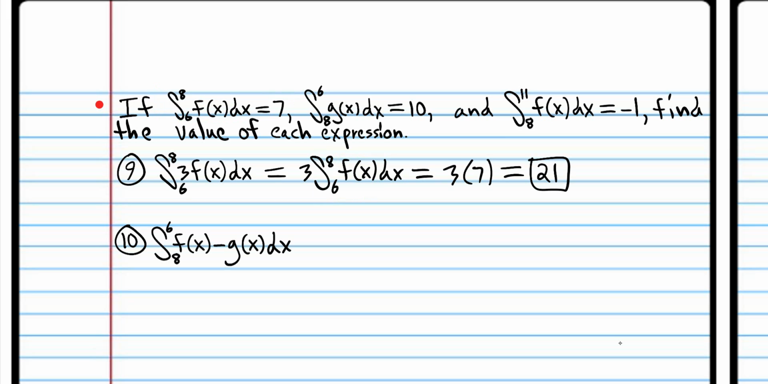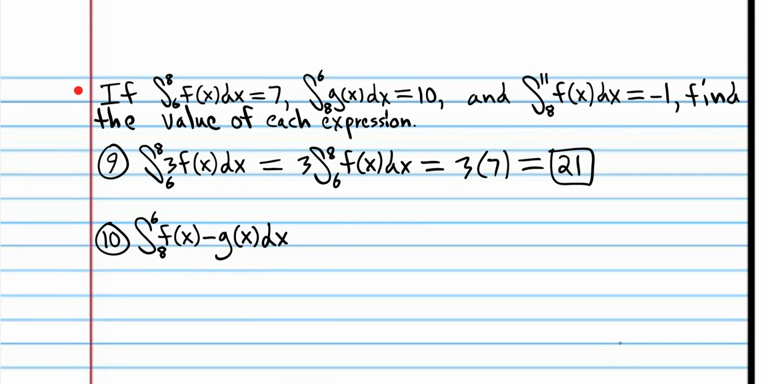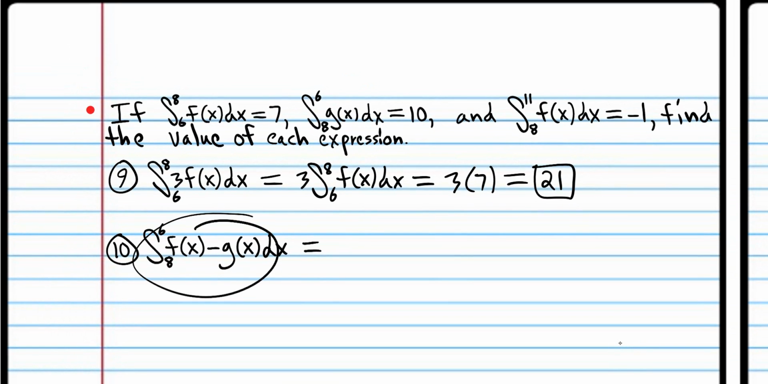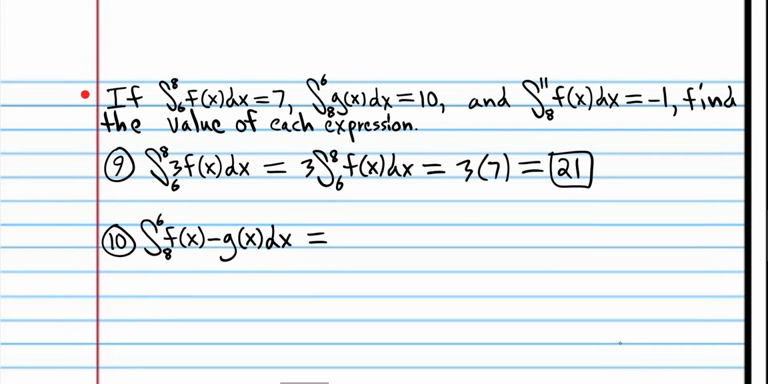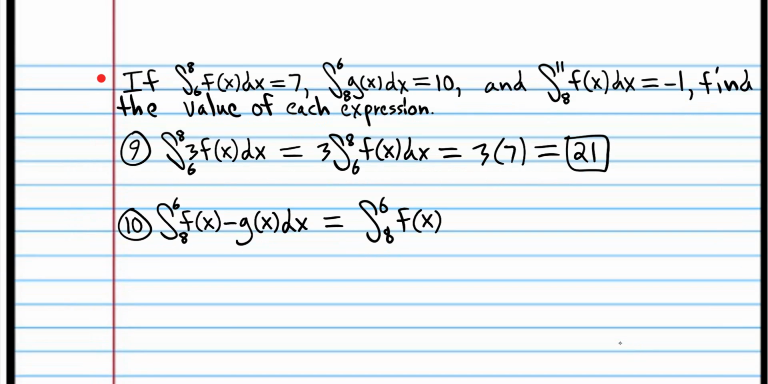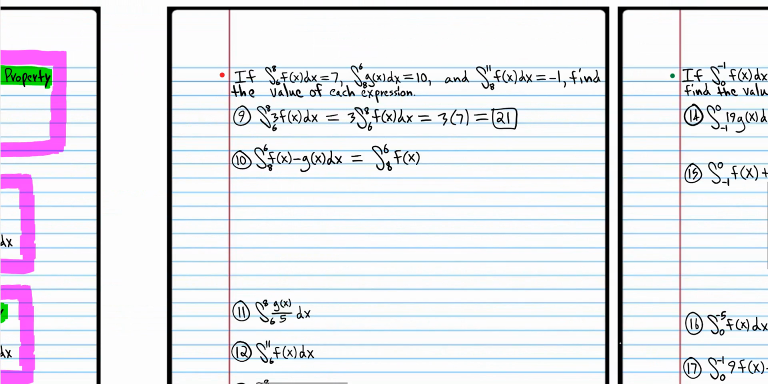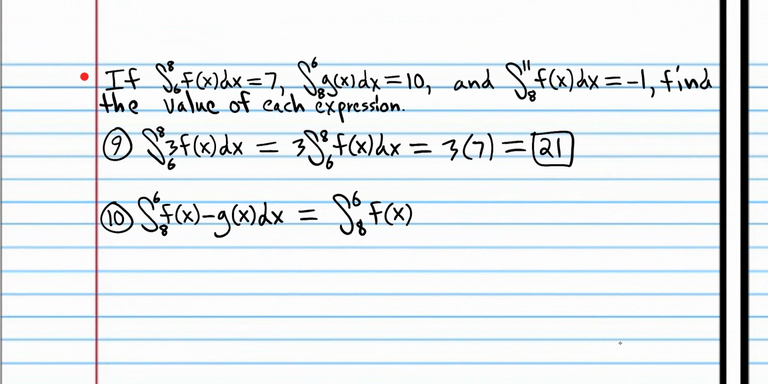So we used that rule that tells us we can pull out a constant. Now we have the difference between two functions, and we don't know how to find the value of this, but if we break it up into 2 different integrals using whatever we call that, integral of a difference property, then we'll be able to calculate.